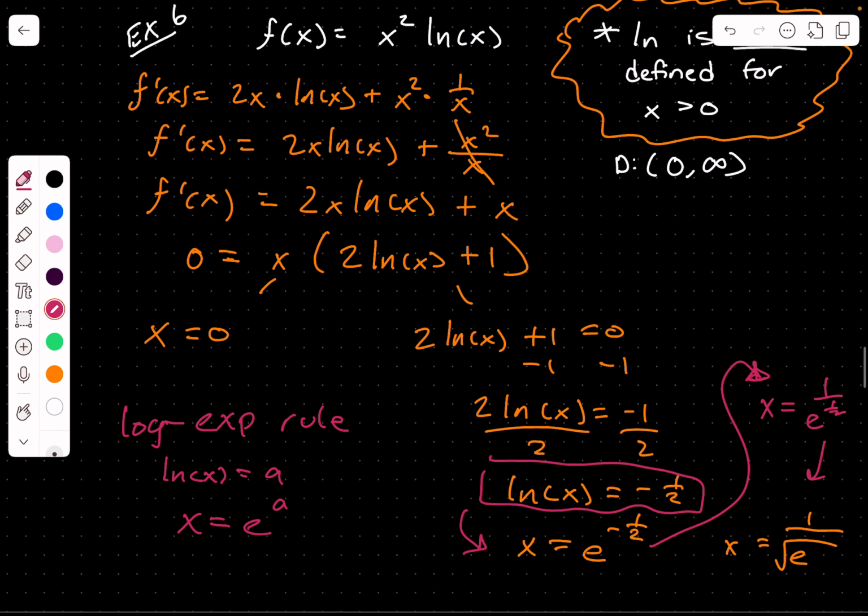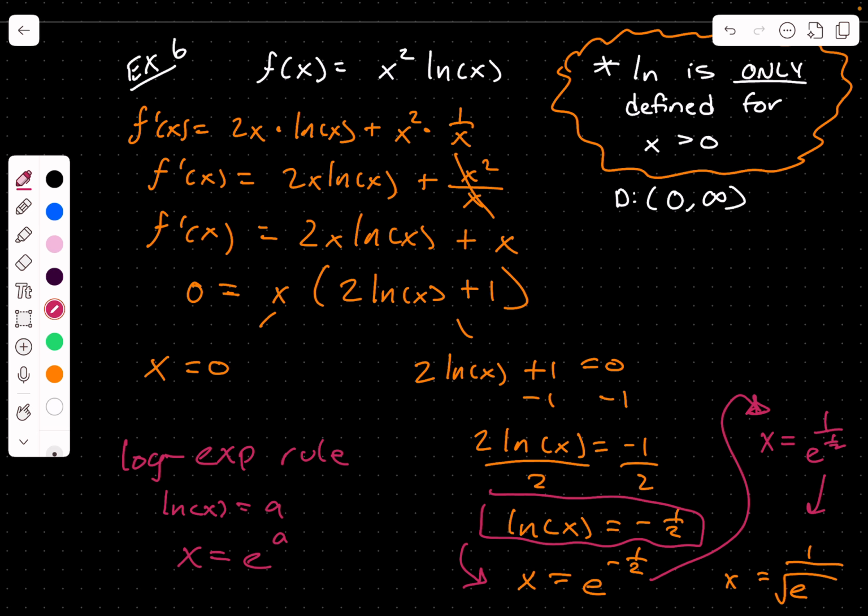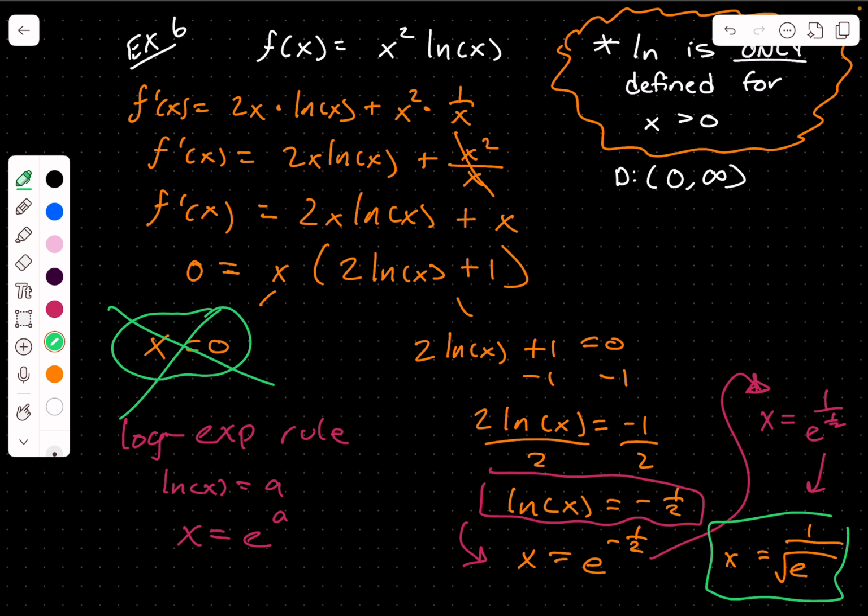All right, so let's take a look. Remember, our domain: ln is only defined for when x is greater than 0. So 0 is not inclusive. Therefore, this is not a critical value. The only critical value that we have is this one right here: x equals 1 over the square root of e.